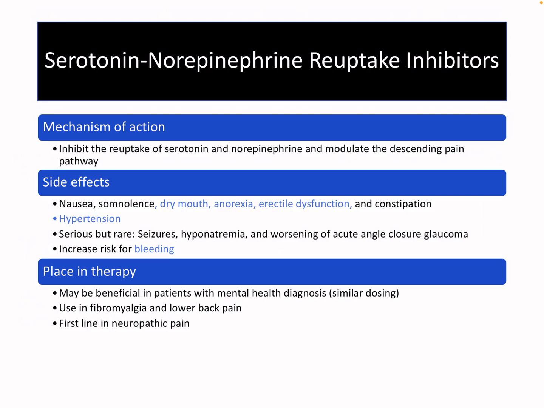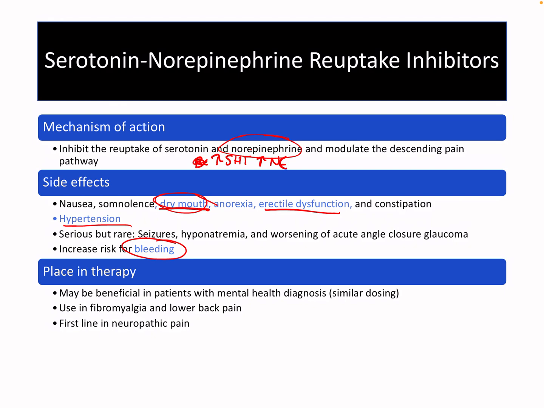Next, you have serotonin norepinephrine reuptake inhibitors. These work, again, similarly, but they work on the reuptake of these, and overall will increase your serotonin and your norepinephrine. Side effects do still include dry mouth and erectile dysfunction. There is an increased risk for bleeding associated with any agent that does affect serotonin, and especially SNRIs. Hypertension has been associated with it, most likely related to norepinephrine.